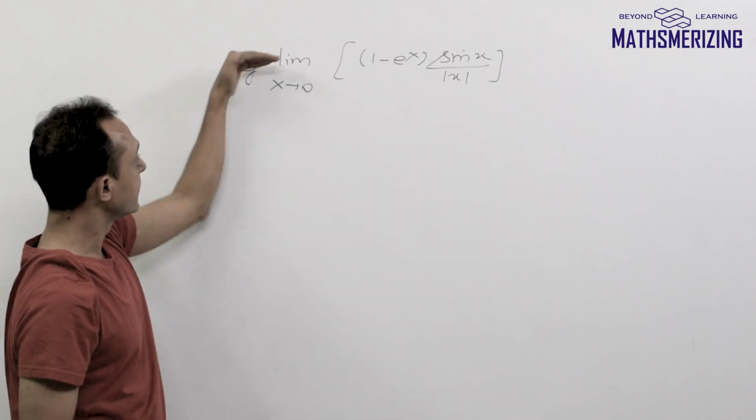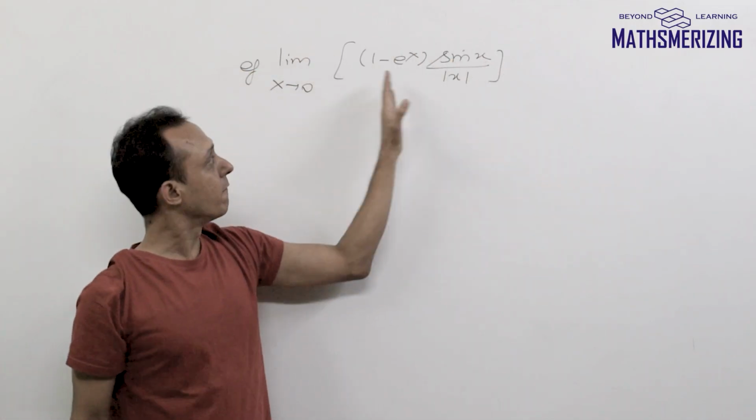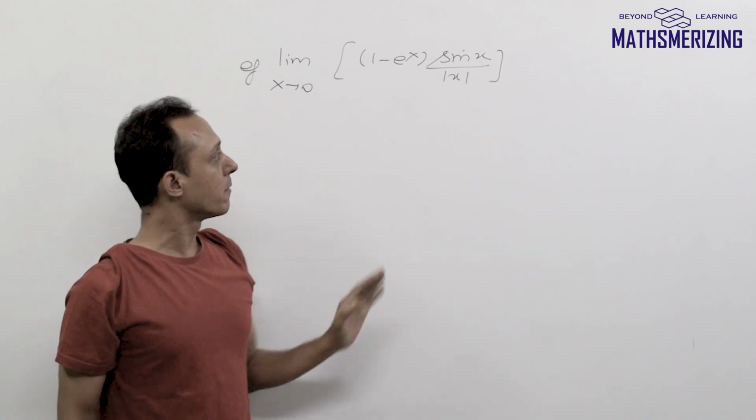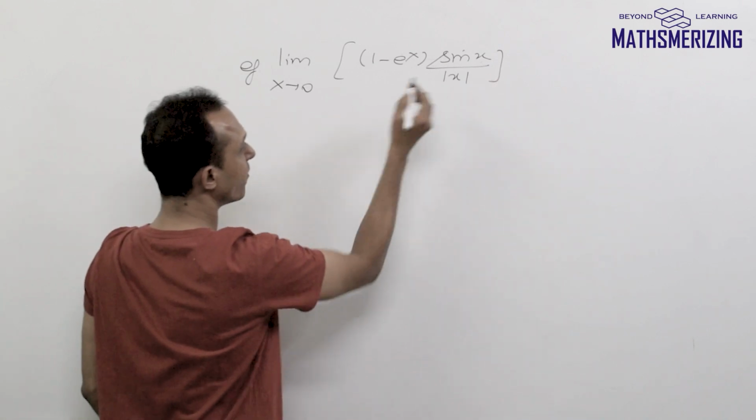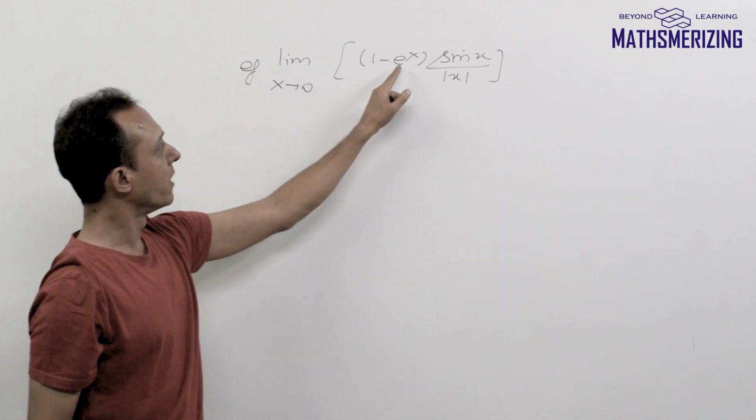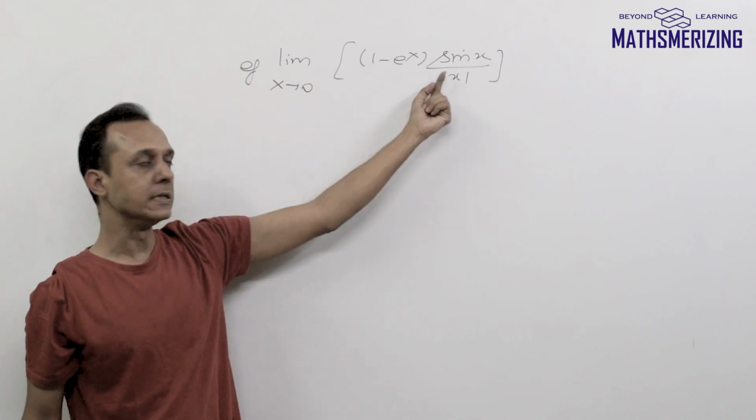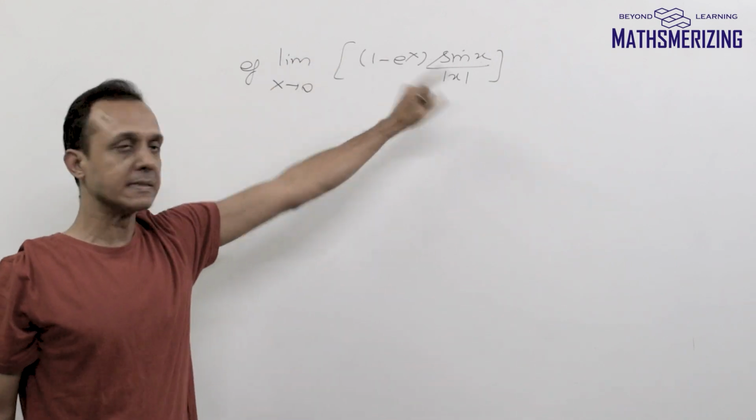So the question is limit x tends to 0 of greatest integer function of (1 minus e to the power x) sin x upon mod x. So what I'll do is, I see mod sin x upon x is 1, 1 minus e to the power 0 is 0, which is an integer. Again, I cannot take this limit inside this greatest integer function.